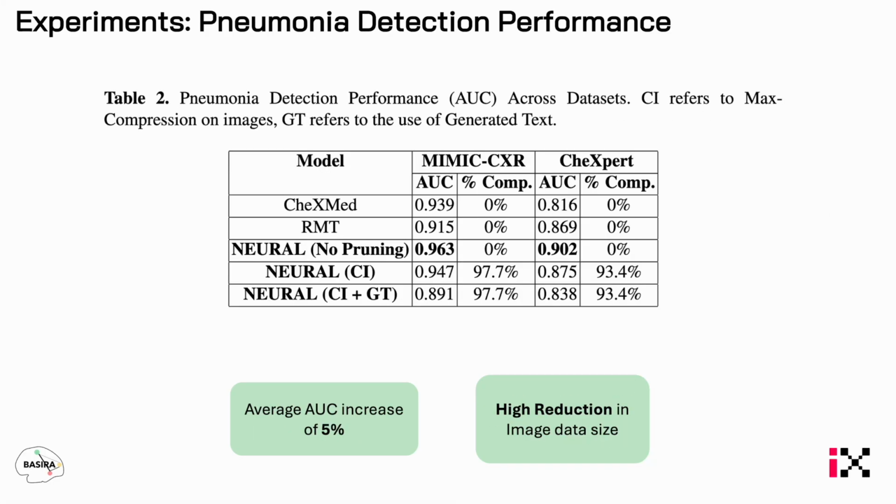For pneumonia detection, our framework has been evaluated in 3 different settings. First is no pruning, second is when we compress the images and use the text from the original dataset, and the third one is when we use the text generated from our decoder instead of the original dataset. We can observe that there is an increase of 5% in the AUC score if we fairly compare these models. However, even after pruning, our model still performs comparable to other baselines.